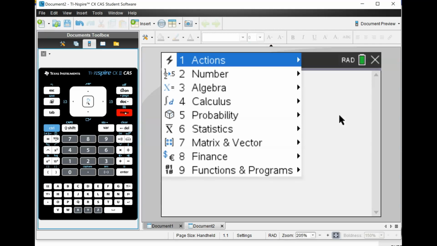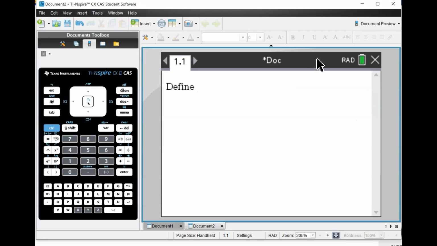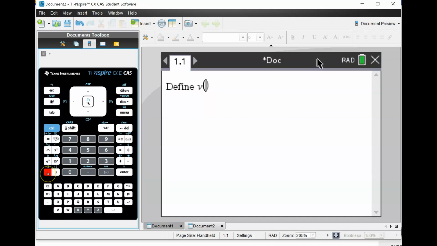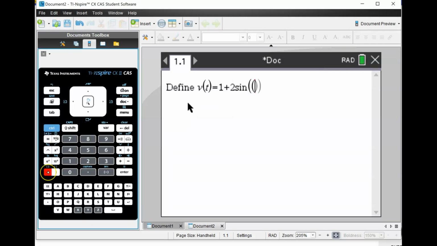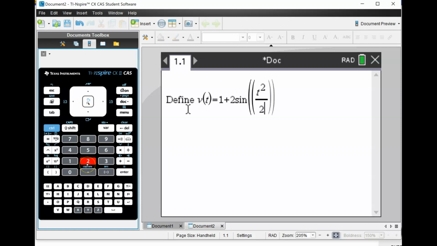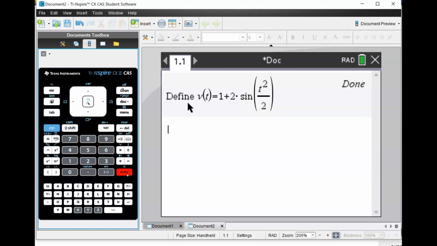I'm going to store or define v of t as the function. So v of t is 1 plus 2 sine, control division, t squared over 2. Make sure you're in radian mode, which I am. Now I'm just going to add the times. If it's a number, it doesn't matter, but if it is a constant variable or anything in terms of x or t, please make sure you don't forget that multiplication symbol. All right, so I'm going to hit enter, and there's v of t.